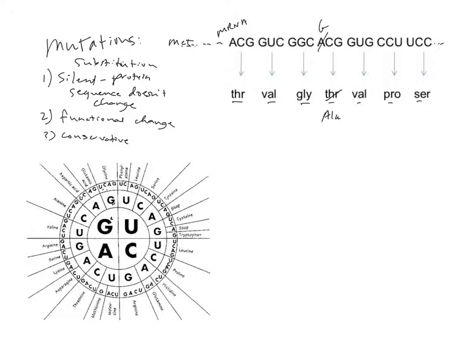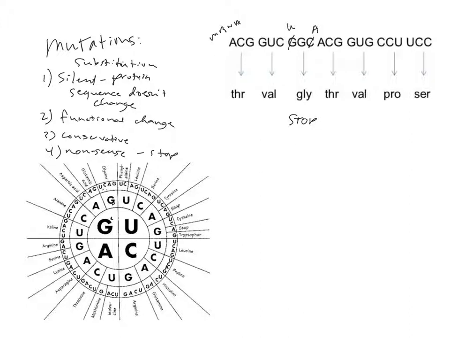The final possibility with a substitution mutation is what's called a nonsense mutation. And this is where you accidentally make a stop codon. So if we take our example here, and we had a couple of different changes. For example, if our GGC was changed to UGA, UGA now codes for a stop codon. This is a nonsense mutation because once the ribosome got to here, it would now stop, and you're basically missing the rest of that protein.